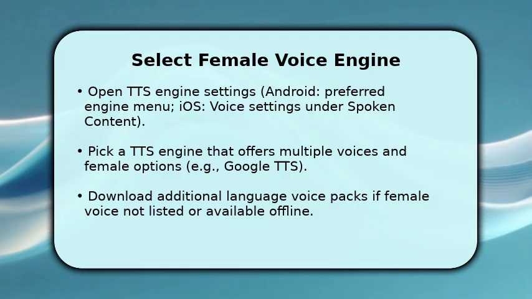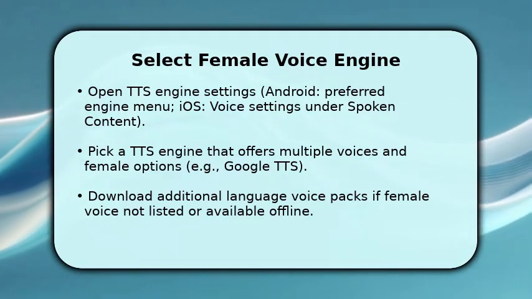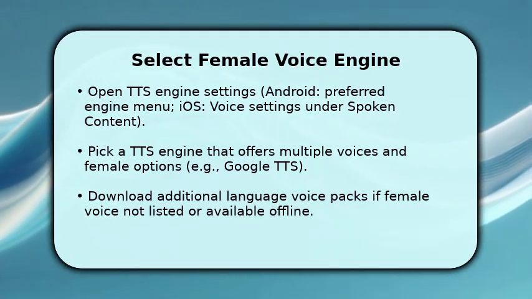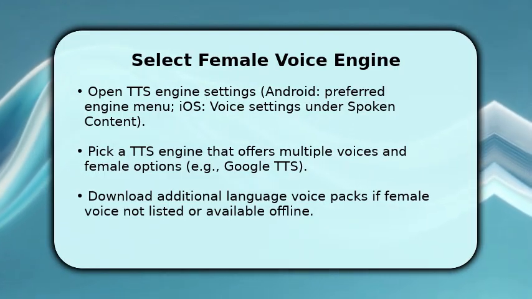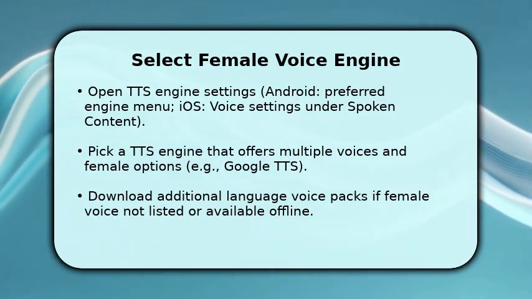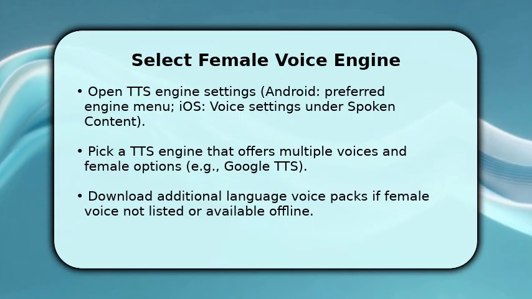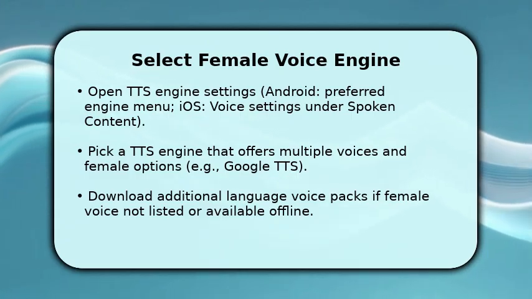Next, go into your device's TTS engine settings to pick a voice provider that includes female voices. Once there, choose Google Text-to-Speech or another engine with multiple voice options. Then select the language pack you need and pick a female voice variant from the list.